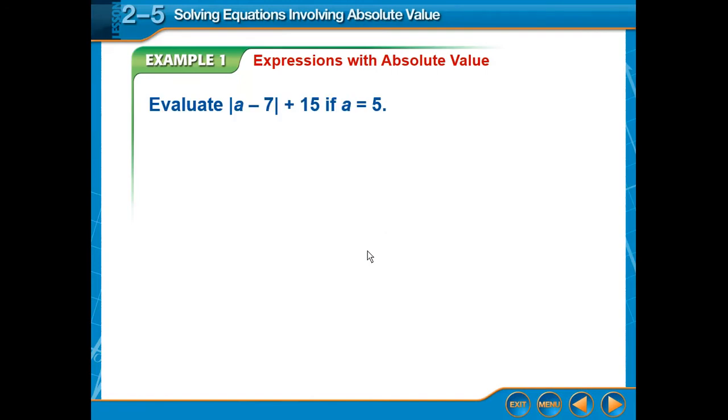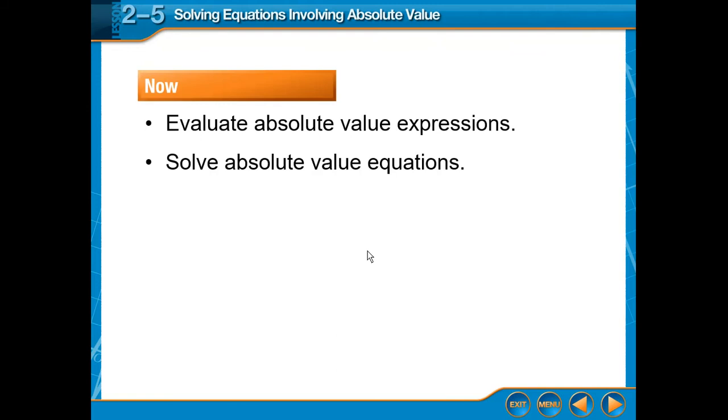So, first thing we need to think about before we get into this is what exactly is absolute value. Absolute value is symbolized by straight bars around something. It means the distance from zero, so it's always going to be positive.